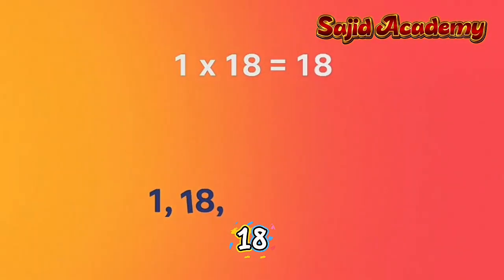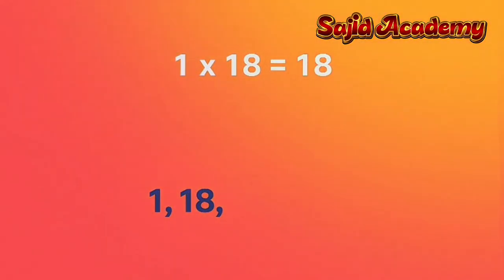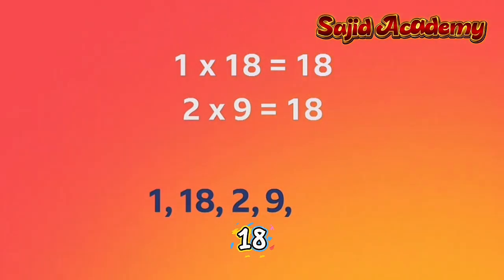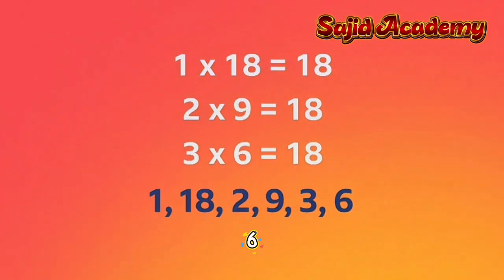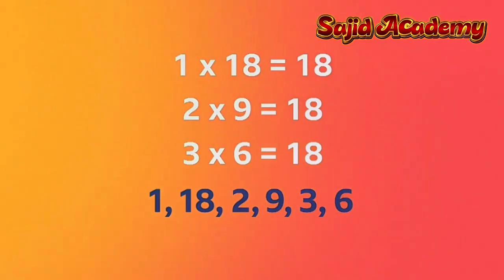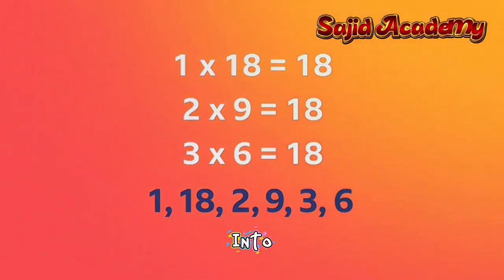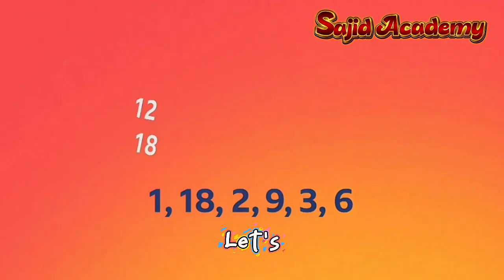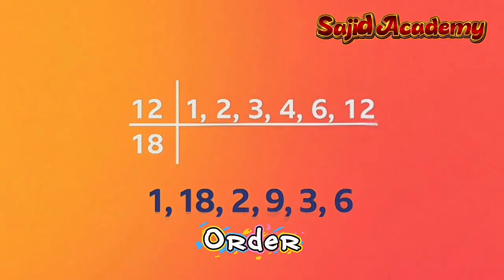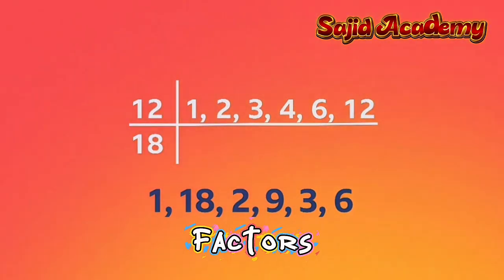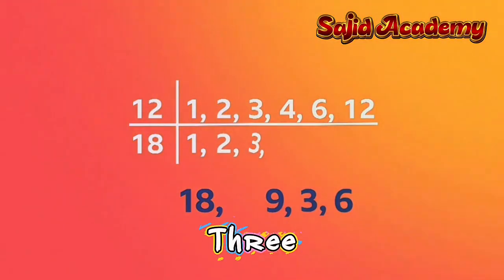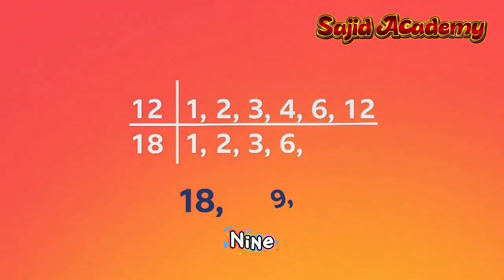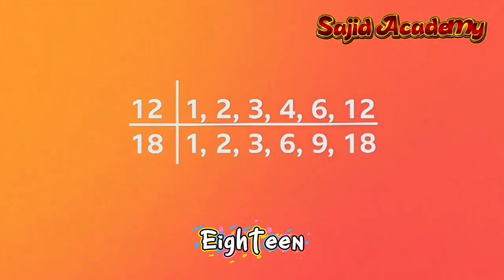1 and 18 are factors of 18. 2 goes into 18 9 times. 3 times by 6 makes 18. 4 or 5 don't go into 18. Let's put them in ascending order. So the factors of 18 are 1, 2, 3, 6, 9 and 18.